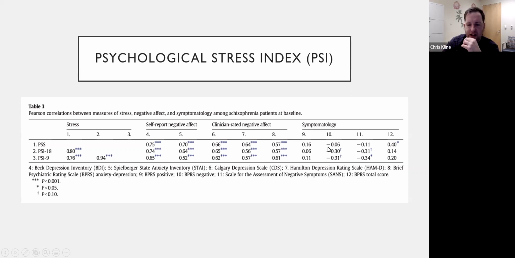If we look down here at columns 10 and 11, these are both scales that are assessing negative symptoms. And you'll see that the scores on this test were inversely correlated with negative symptoms. And this seems kind of counterintuitive at first blush, but other investigators have reported an association between more negative symptoms and less negative affect. So with less intrinsic drive and motivation, patients with negative symptoms might not engage in situations that would lead to a stressful interaction, hence the inverse correlation. So the main takeaways here being that the psychological stress index showed correlation with markers of both stress and negative affect, as well as an expected inverse correlation with negative symptoms.